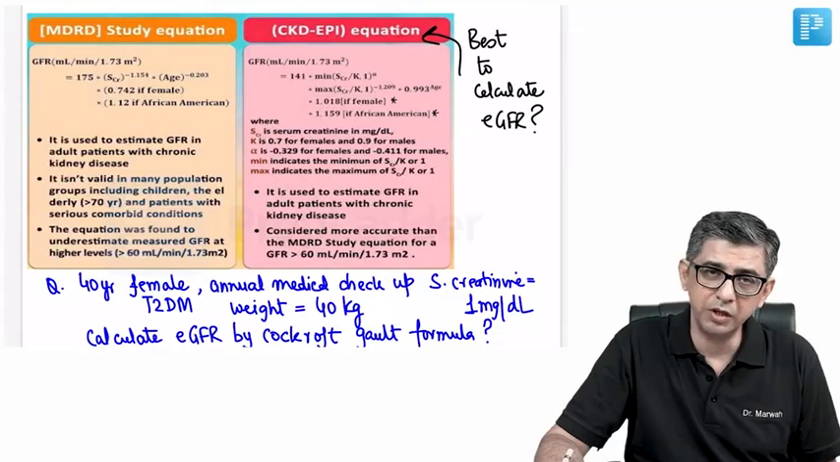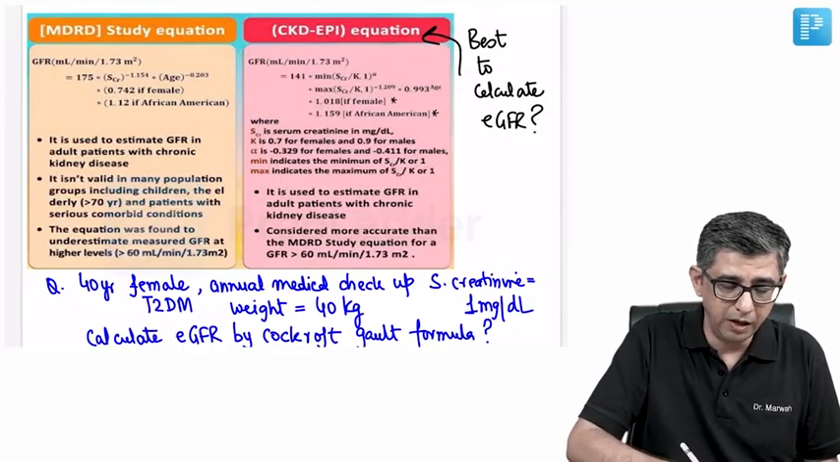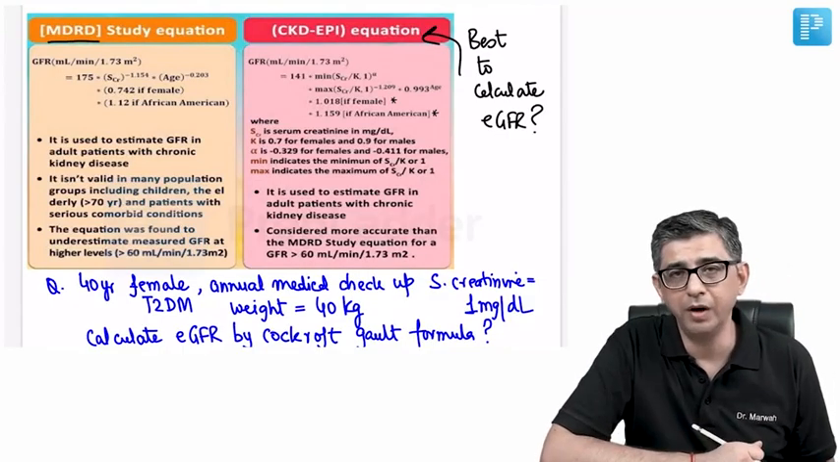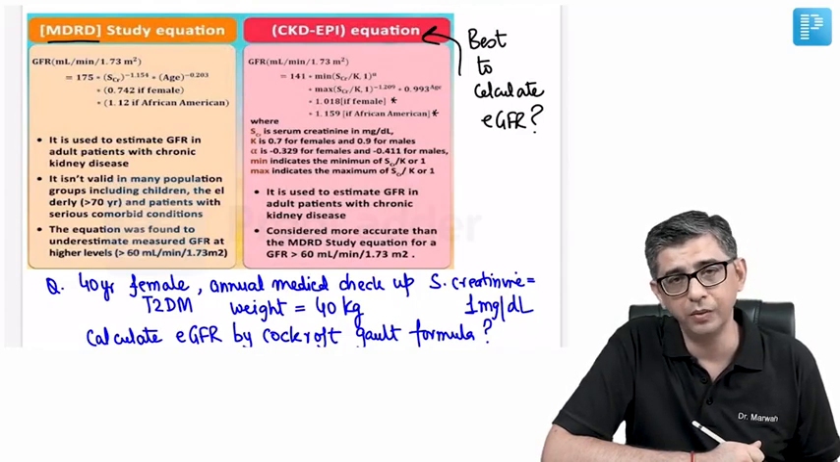When I was teaching your senior batches, the previous editions of Harrison used to talk about MDRD, that is modification of diet in renal disease formula. MDRD is modification of diet in renal disease formula. But currently the textbook mentions CKD-EPI to be superior to all other methods of calculation.